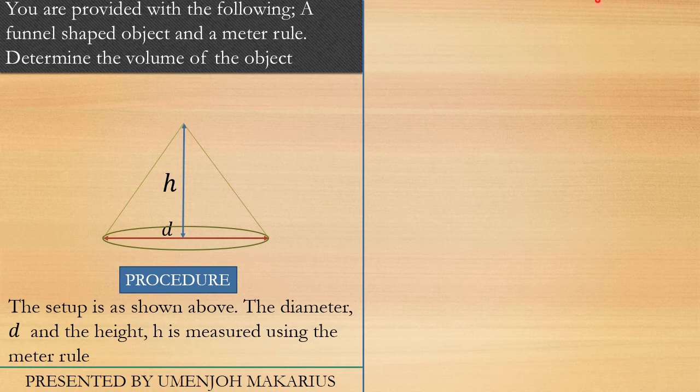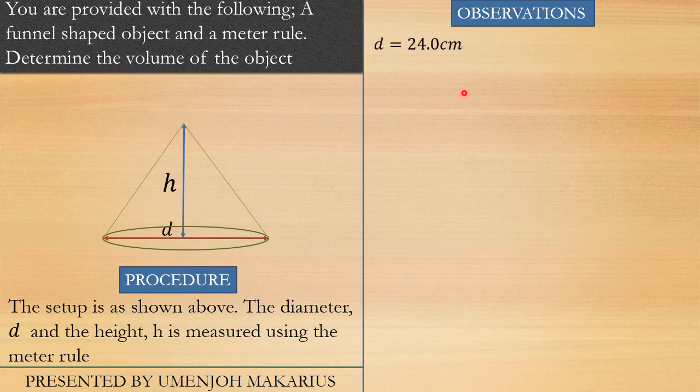Then friends, let's move on now to our observations. Under the observations friends, we'll simply tell them the values of our D and h we just measured. So we'll simply tell them that our D was 24.0 centimeters. Our h, what a coincidence, also 24.0 centimeters.